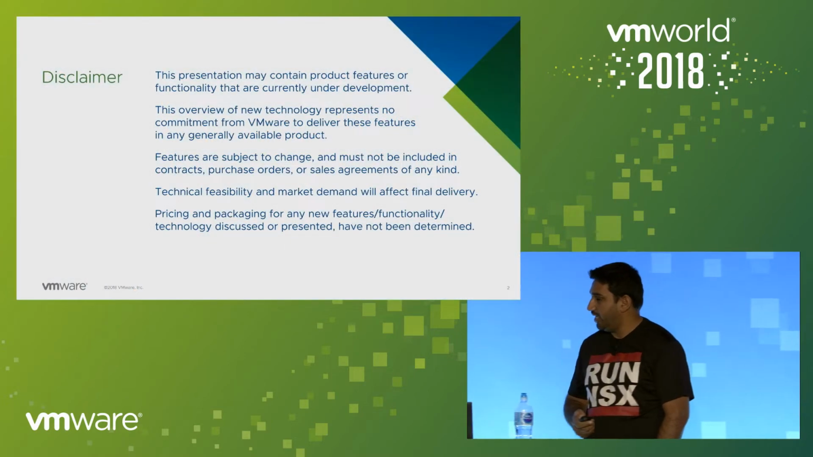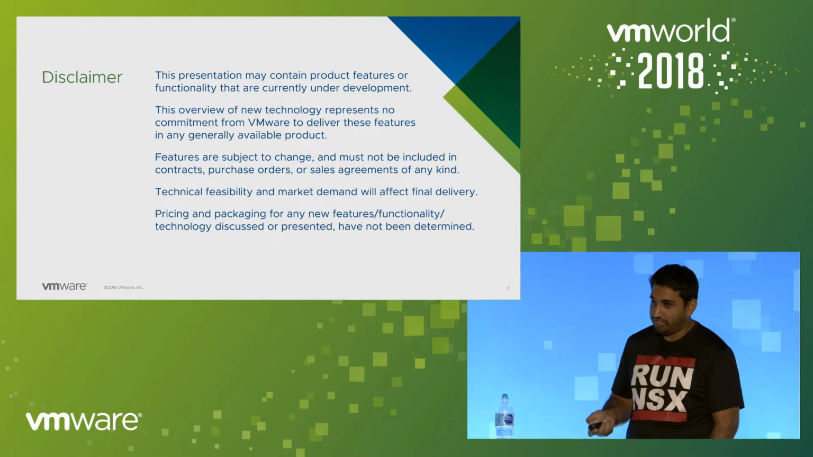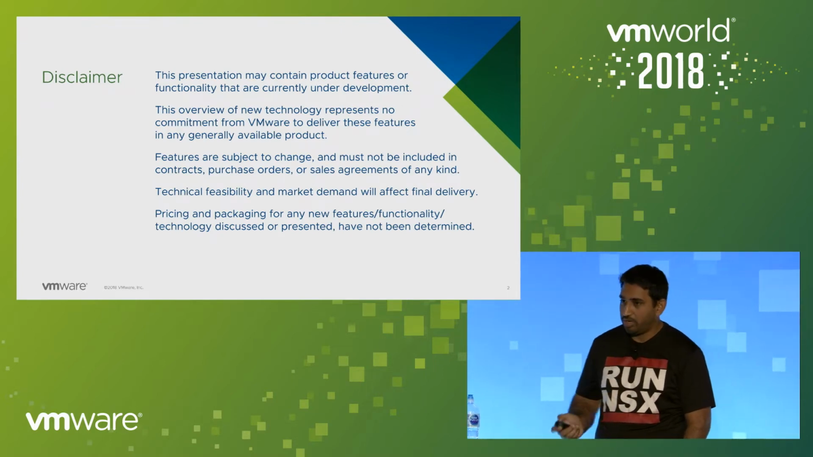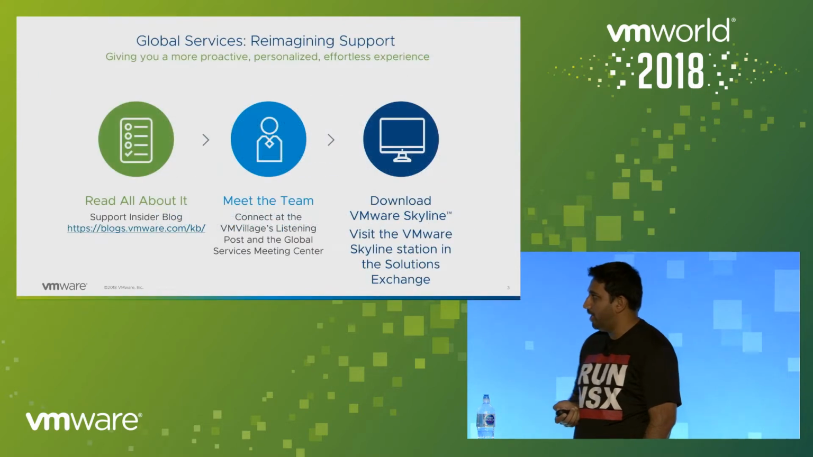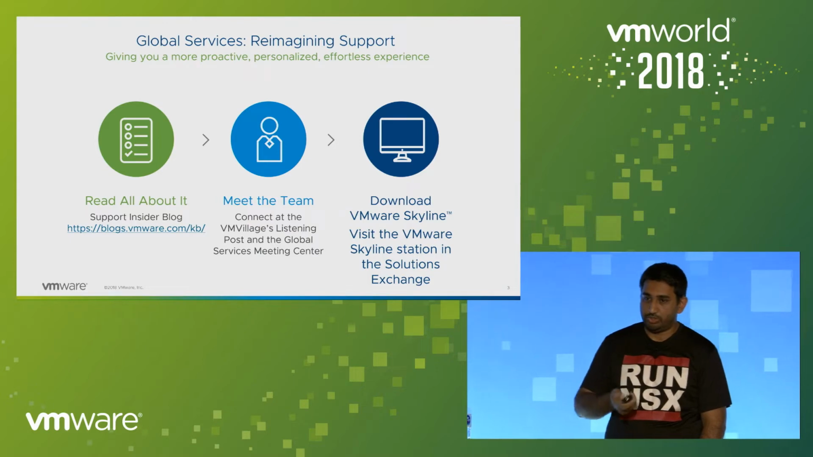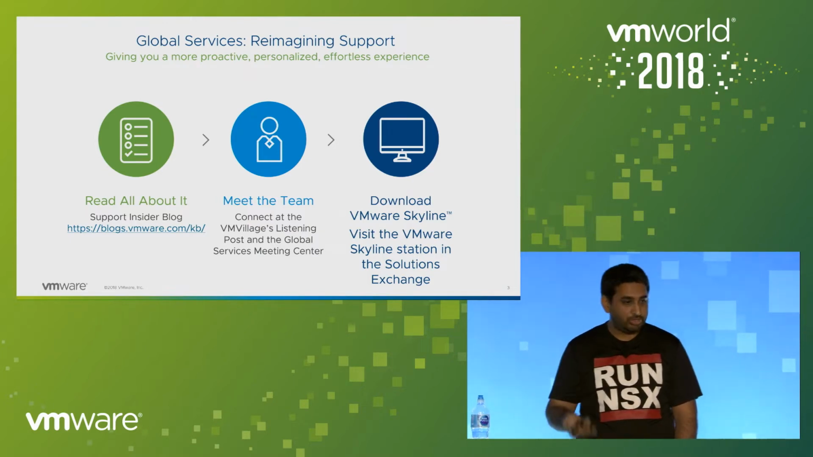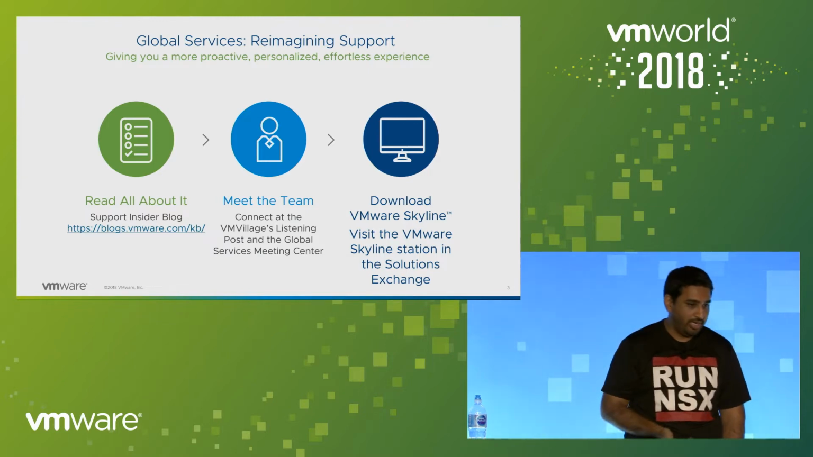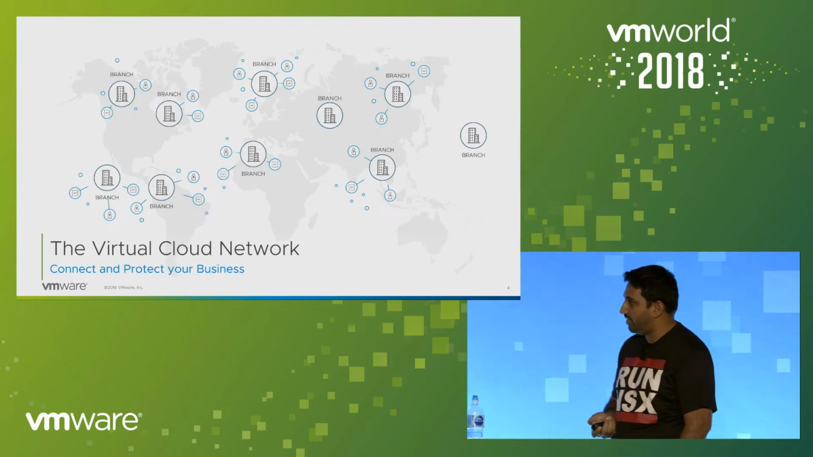So very quickly, a disclaimer about the session. I'm not really presenting anything which is not already GA'd. All the things that I'm going to talk about are already out there, so you can start using them, or you're probably already using them. Customer success is part of the global services team, so I encourage you to come meet us. Global services is what brings you VMware support, and Skyline, and a lot of different interactions that you have.